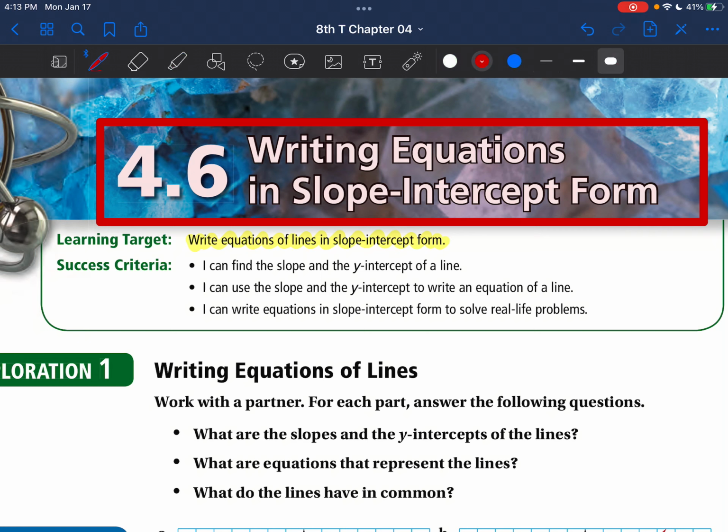Please make sure you have this copied down right here. Today we are talking about writing equations in slope-intercept form. By the end of today, you should be able to write equations of lines in slope-intercept form. There are multiple ways to do this, so it should be fairly easy for us to get this done.